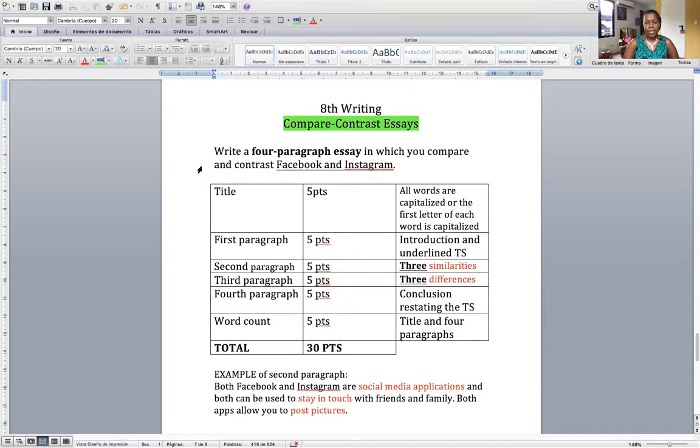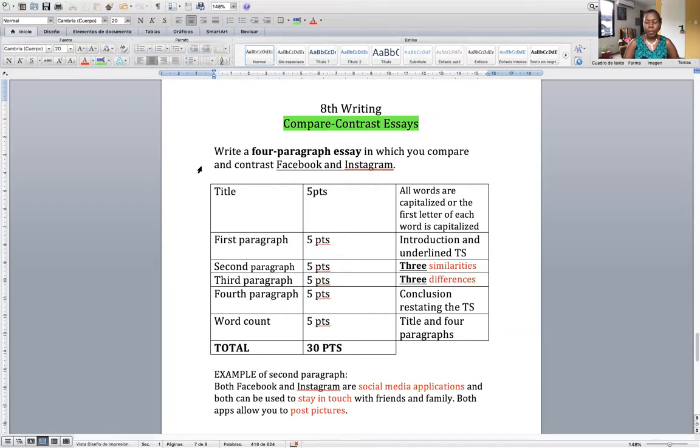Your first paragraph needs to have an introduction and an underlined thesis statement. That's worth 5 points. If you need an example of what your first paragraph needs to look like, look at the 7th grade video. I gave them an example there. Your second paragraph needs to have 3 similarities. That's worth 5 points. Your third paragraph needs to list 3 differences. Your fourth paragraph needs to give me a conclusion.